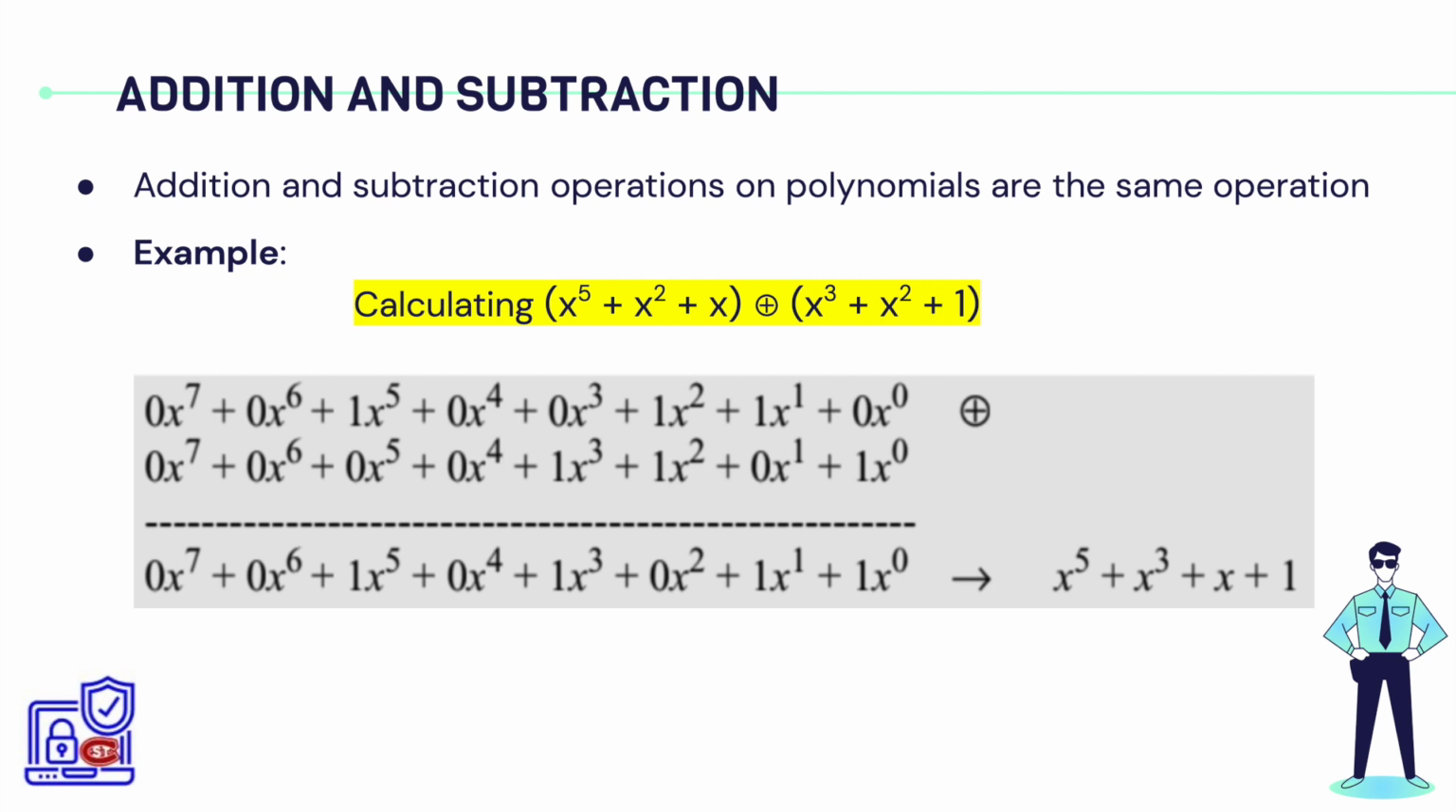To calculate them, keep the uncommon terms and delete the common terms. In other words, x^5, x^3, x, and 1 are kept, while x^2, which is common in the two polynomials, is deleted.